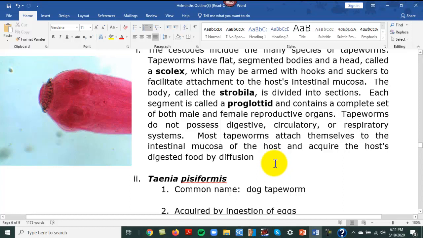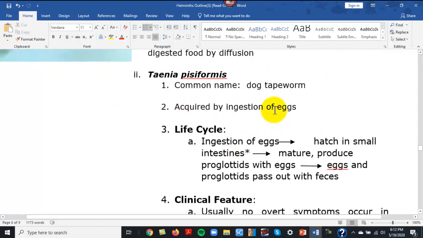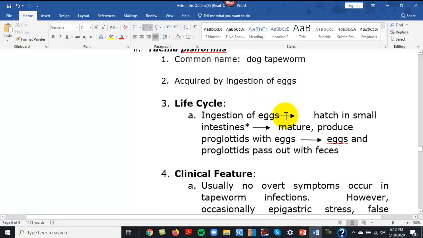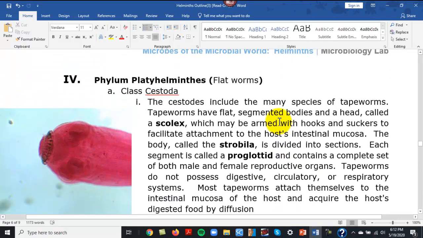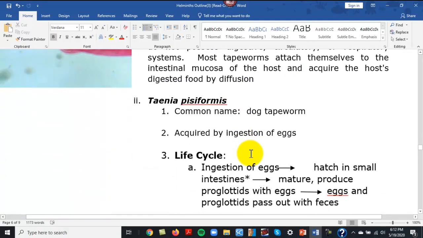They are an obligate parasite because they have to live inside of a host. So most tapeworms attach themselves to the intestinal mucosa of the host and acquire the host food. Taenia pisiformis, which is a dog tapeworm, you can get these by ingestion of eggs just in any way, off the ground, water. Be careful what you eat.